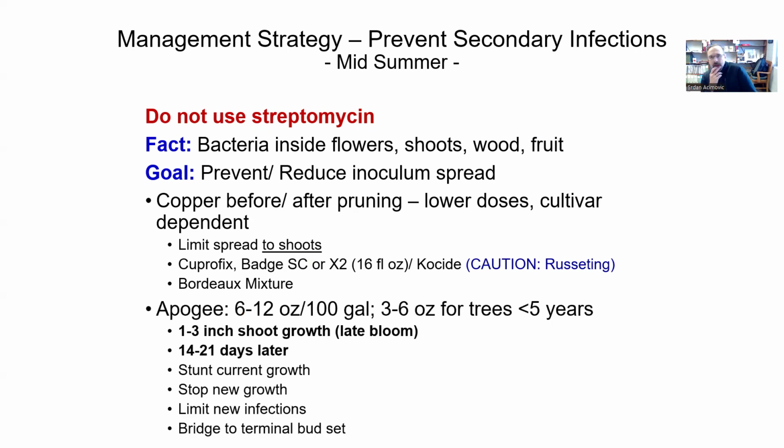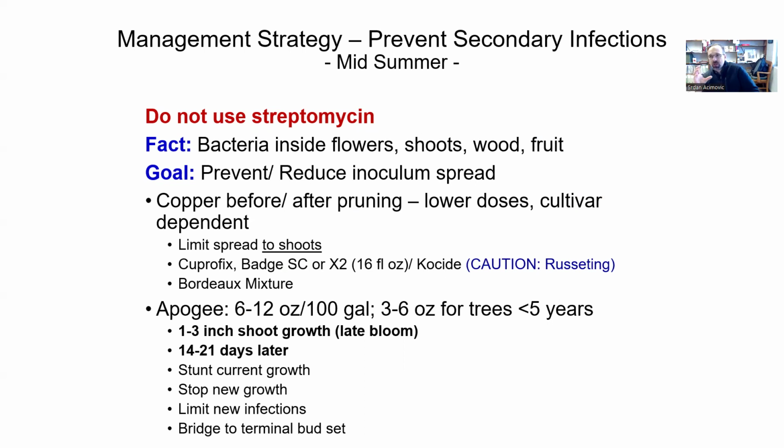And then if you continue using low rates or high rates of Apogee, that's going to help you, and especially use the low rates of Apogee on trees that are younger than 5 years. The fully mature trees beyond 7 years use higher rates. And in general, the time when you should start using it is about 1 to 3 inch shoot growth, which will be late bloom or maybe petal fall, and then repeat it 14 to 21 days later.